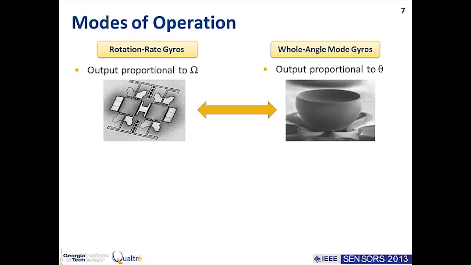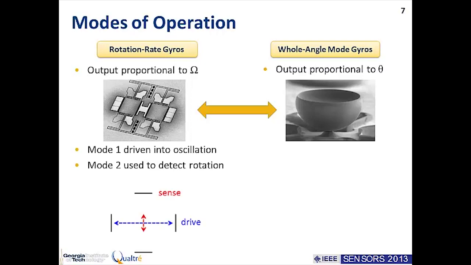So in the case of the rotation rate gyroscopes, what really makes them different from a whole angle mode gyro is the way we excite our device and the way we sense its output. For the case of the rotation rate gyro, very similar to what we have been describing, we excite one mode, in this case about the x-axis, into vibration or oscillation, and if we don't have any rotation, the sense deformation or deflection is equal to 0.